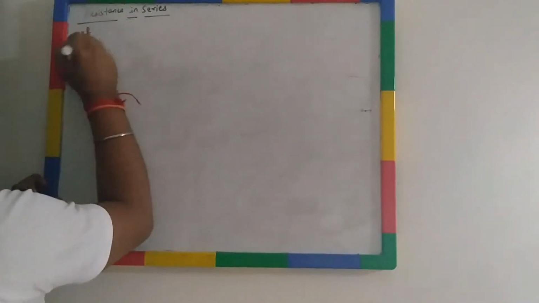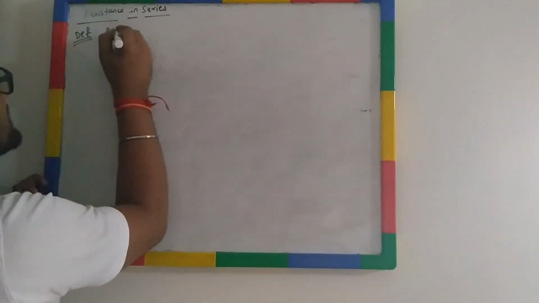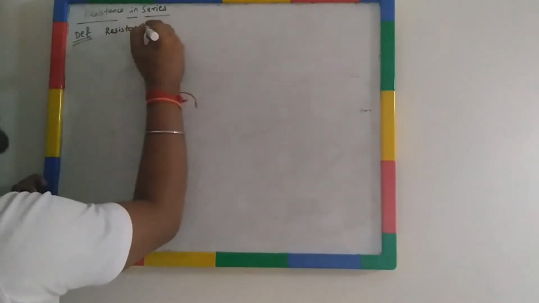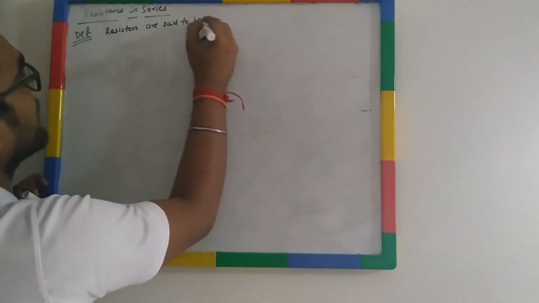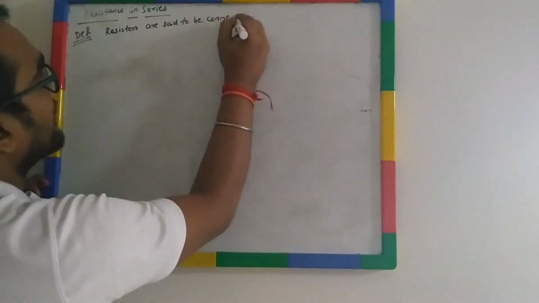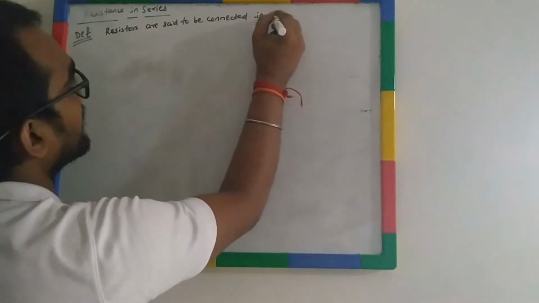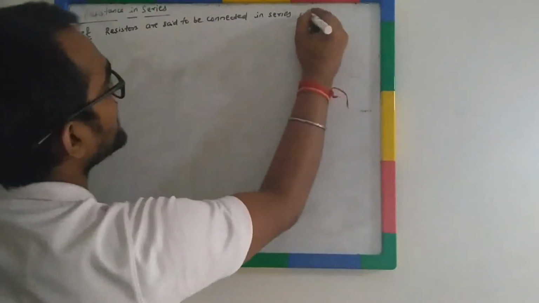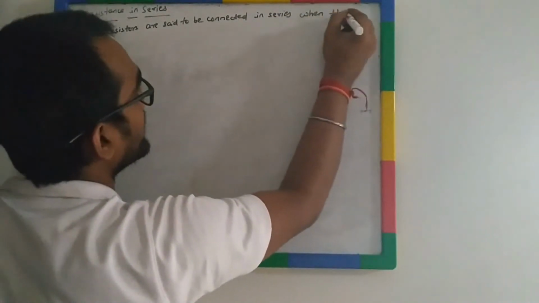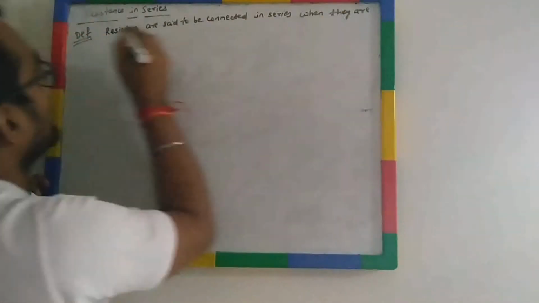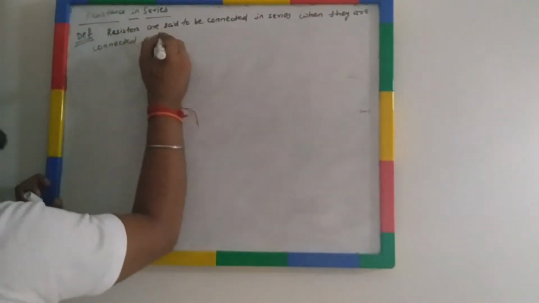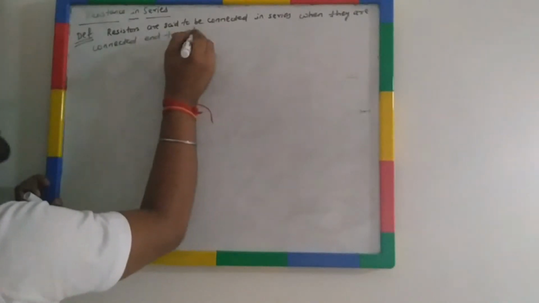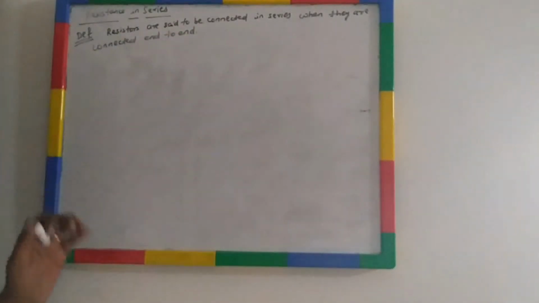Definition: resistors are said to be connected in series when they are connected end to end. To explain this definition, I will use a diagram.